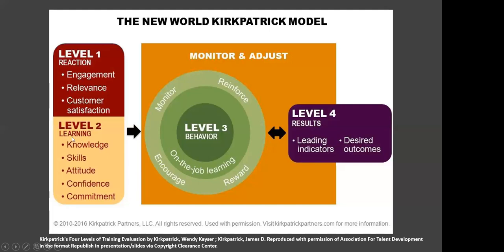And then we back down to level 2. This is the learning, and it looks at how do you evaluate what they learn at the formal training event. How does that affect their knowledge? And you can do pre-post tests on that. Skills, are they being observed as far as are they able to demonstrate what they did? And then attitude, confidence, and commitment. And so confidence and commitment were 2 additional level 2 criteria that were added to this model. So are they committed to really doing what they learned when they're back on the job?